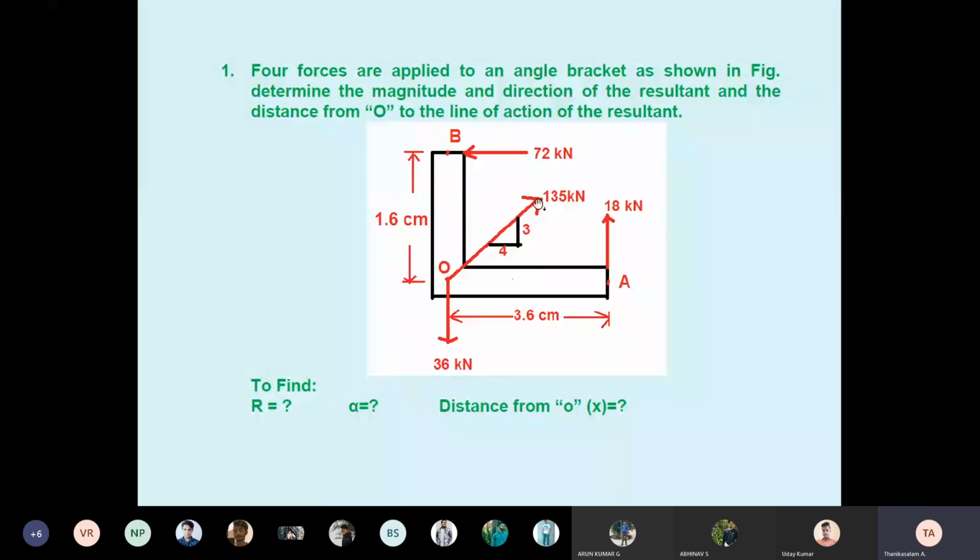135 kilonewton is inclined. They did not give the angle with respect to horizontal. Instead of the angle, they gave a 3-4-5. What is 3-4-5? It looks like a right angle triangle. So whenever the angle is not given, you have to calculate it using our mathematical knowledge. So this inclined force, we do not have the angle. So I am calculating the angle for 135 kilonewton. Then only we can solve the problem.